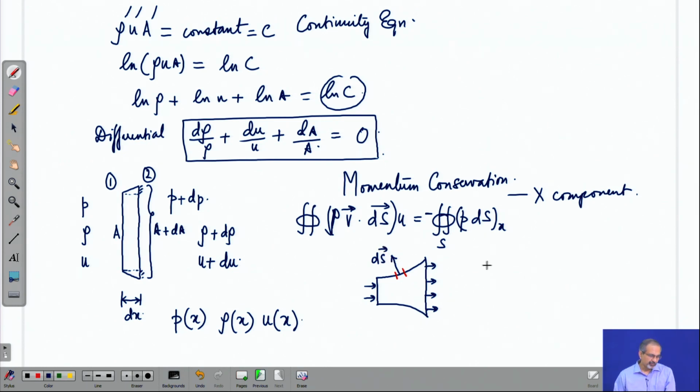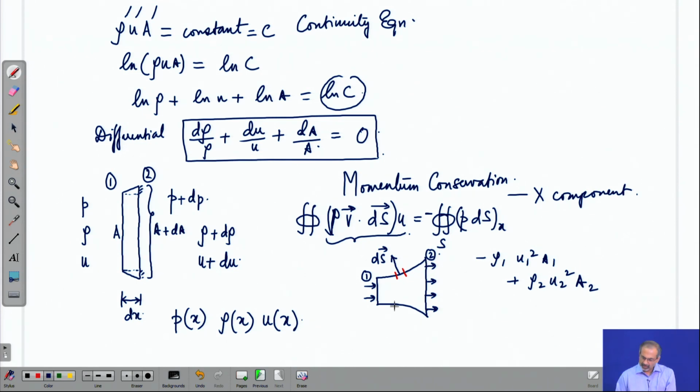You will see that what will the left hand side contribute? The left hand side will contribute minus rho 1 u 1 square a 1 plus rho 2 u 2 square a 2. That is precisely what is going to come from here across the two sections 1 and 2.